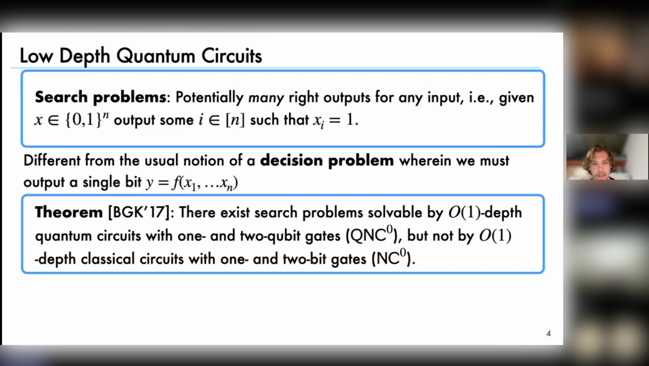And so, just to make this formal, what Bravyi, Gosset, and König show is that there is some search problem that can be exactly solved, perfectly solved on all instances, by a constant depth quantum circuit, aka a QNC0 circuit, which is some circuit that consists only of 1 and 2 qubit gates. But they show that the same problem can't be solved with probability, say, better than a half on average by constant depth classical circuits consisting just of 1 and 2 bit gates. So think AND, OR, and also NOT gates.